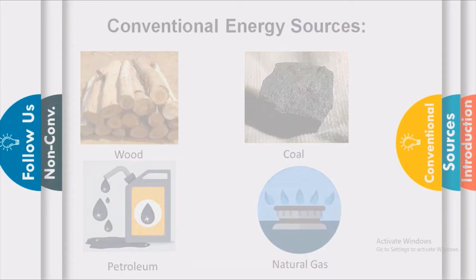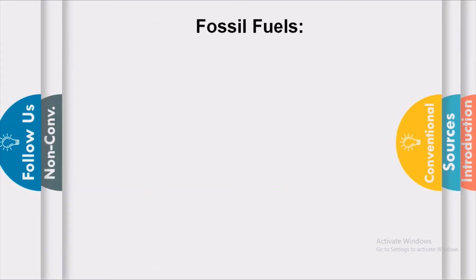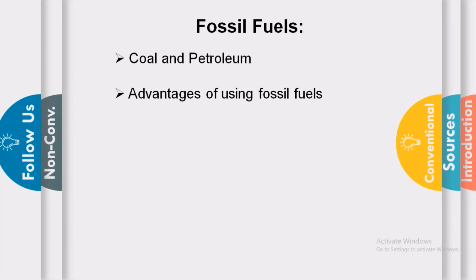Start with the fossil fuels. We burn fossil fuels like coal and petroleum to generate heat and electricity. So let us look at the advantages and disadvantages of using fossil fuels. The advantage is that since we have been using fossil fuels for our energy requirements, our technologies like cars and trains have been made using fossil fuels as a fuel. So this is an advantage.